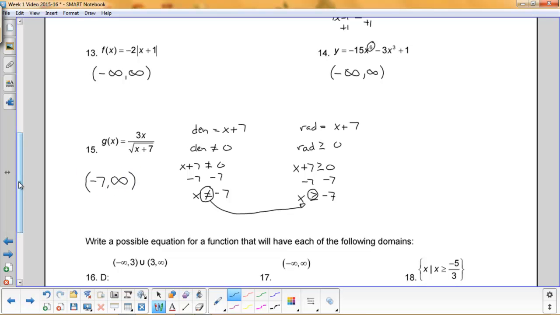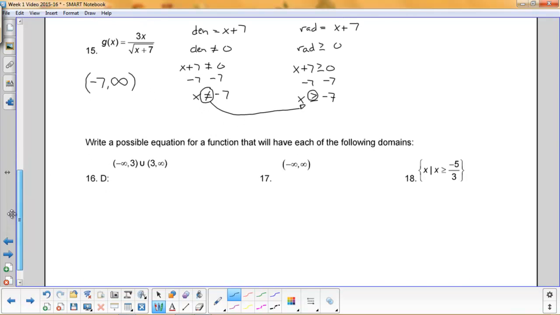All right, moving on down to the last three here. Now, if you have any questions about how I got that one, please ask, because I know that one's a little bit confusing. We just look at both of them together. All right, in this one, we're going to write a possible function that will have each of the following domains. Okay, so remember, we're looking for the one that goes everywhere except for the value around the union symbol.